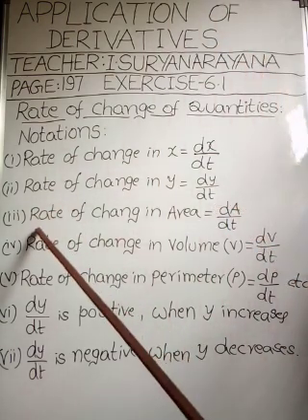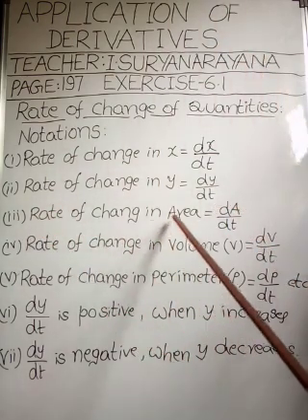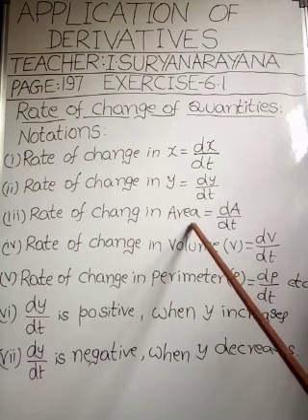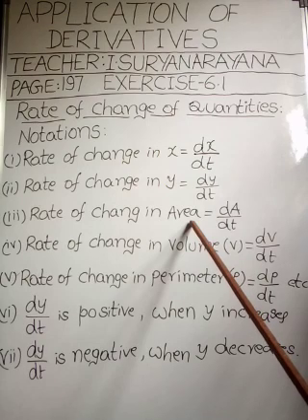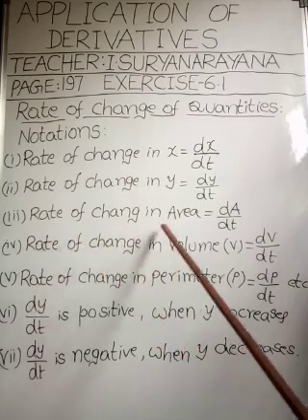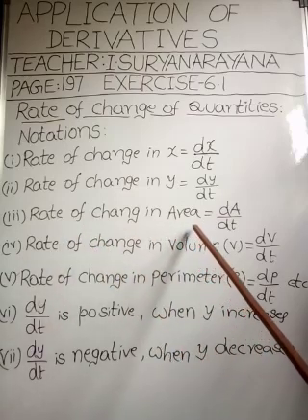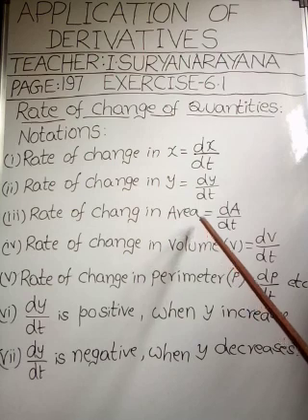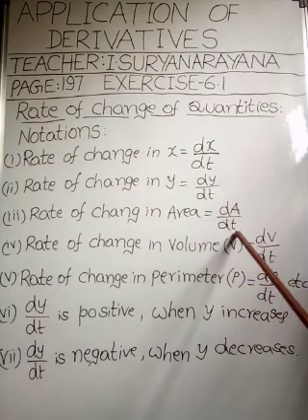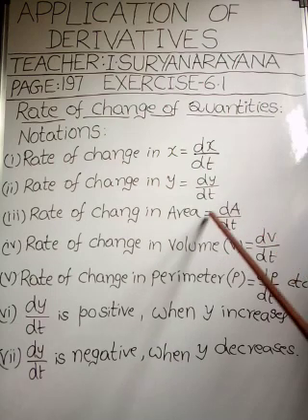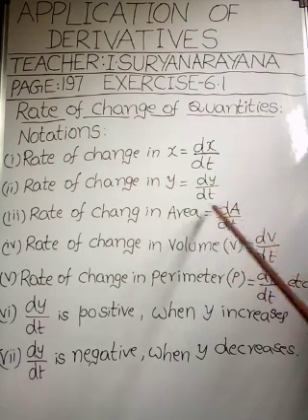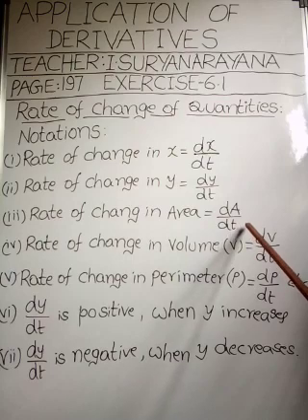Right. See the third point, rate of change in area. The sums will be given related to area of a circle, area of a square, area of a rectangle, like this. In that case, we have to find the rate of change in area. How do you denote it? dA by dt. If they are asking find the rate of change in area, then it means we have to find dA by dt. Understood, my dear children, this point?